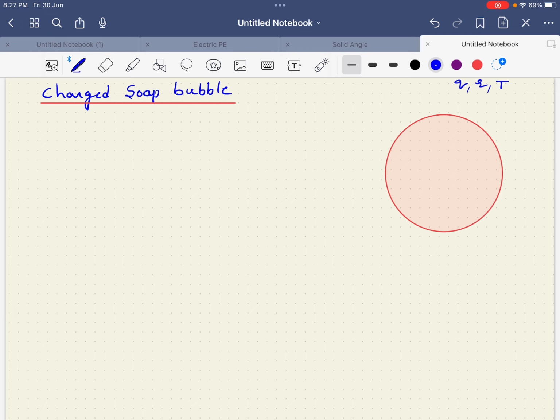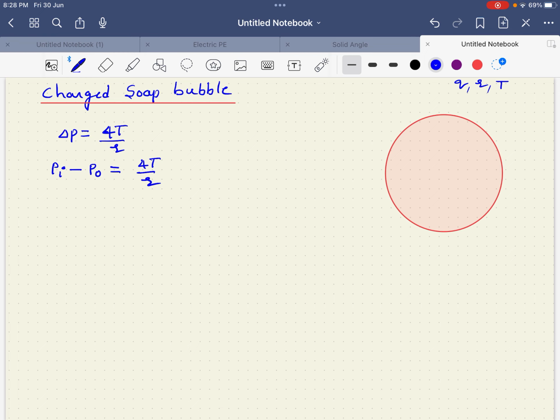Now the excess pressure inside the soap bubble, we already know, is delta P. I hope you know this. Delta P is equal to 4T by R, where T is the surface tension and R is the radius of the soap bubble. So delta P means the inside pressure minus the atmospheric pressure, which is the outside pressure, equal to 4T by R. This is the excess pressure inside the soap bubble before giving the charge.